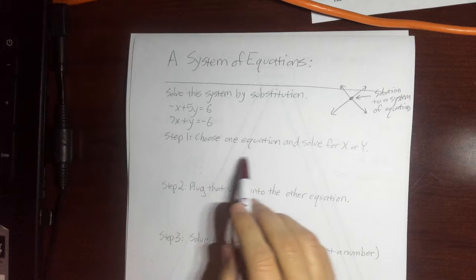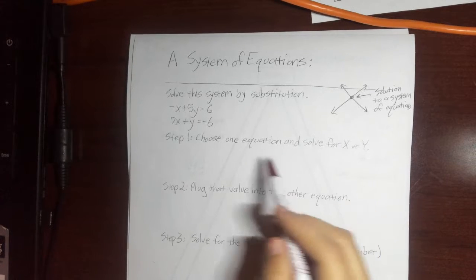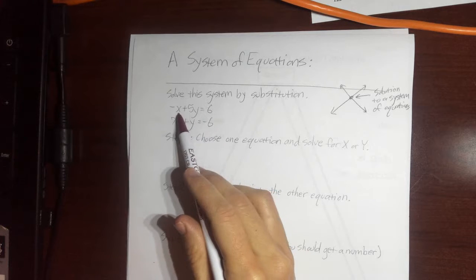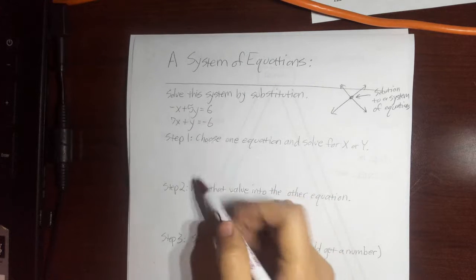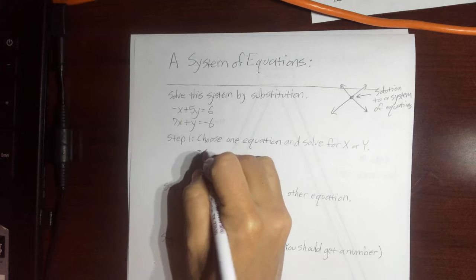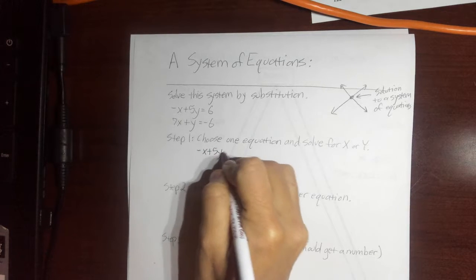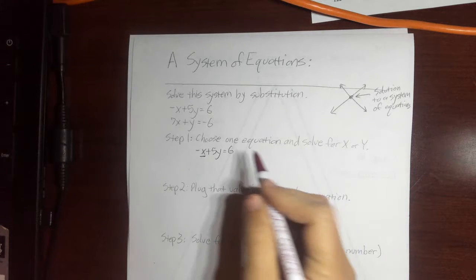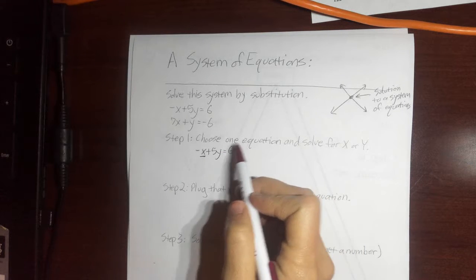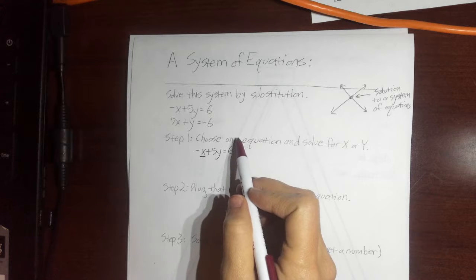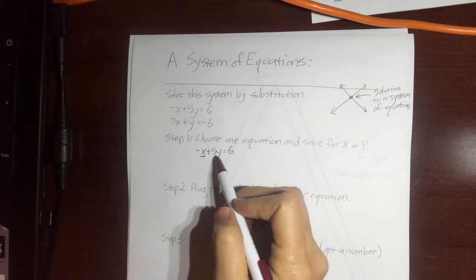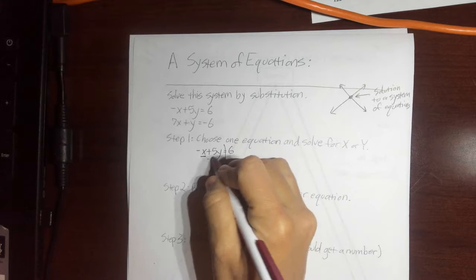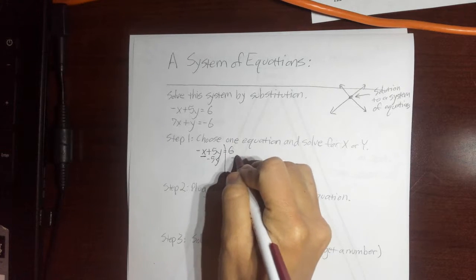So I'm going to choose one equation and solve for x or y. So I'll choose this equation, and I'm going to solve for x. Negative x plus 5y equals 6. Well, if I want to solve for x, I have to move this term and move that negative. The first thing I'm going to move is the adding or subtracting term, which would be the 5y. So I'm going to subtract 5y from both sides.